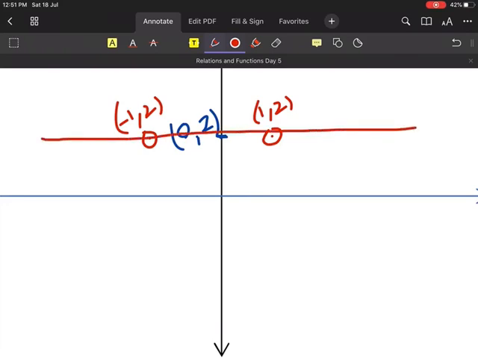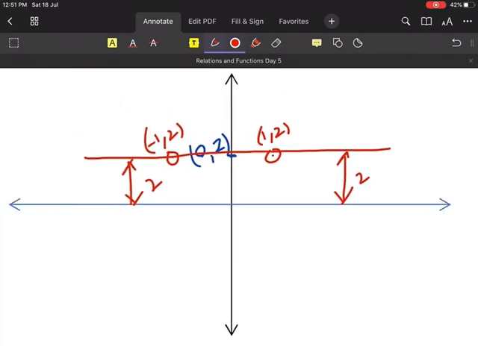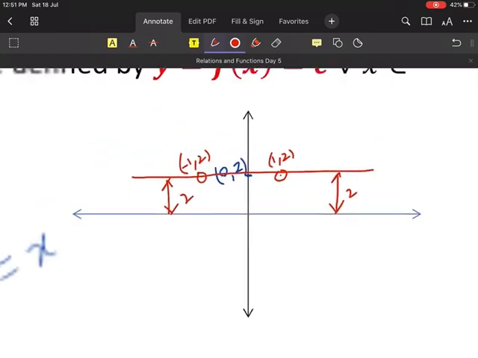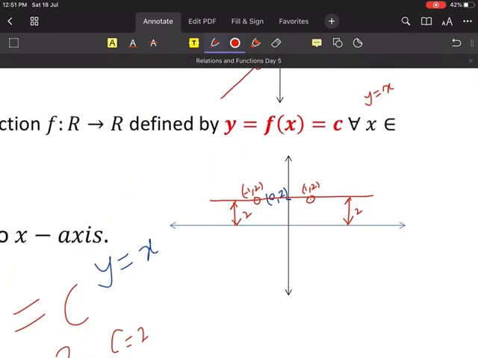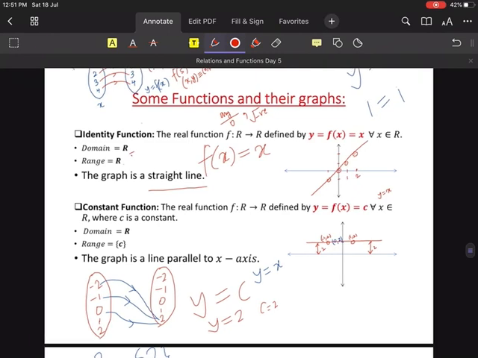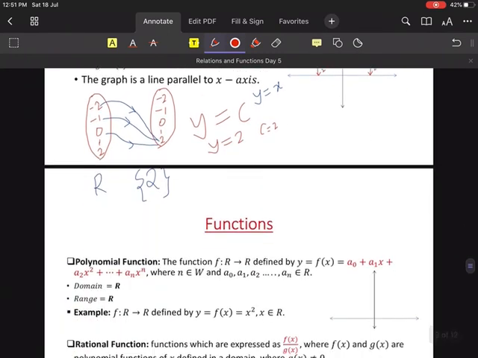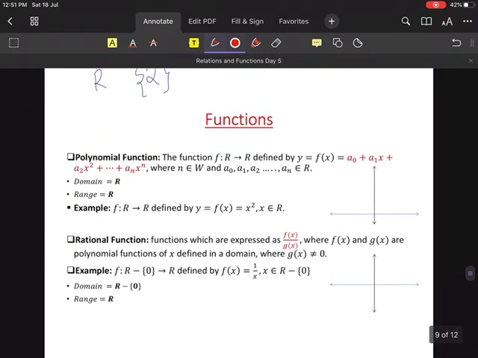Now can I draw a line? If I draw a line, will it be a straight line parallel to the x-axis? Yes. Why? Because this length is always 2. Am I clear? Understood? So this is how we draw a constant function. Okay? Clear?